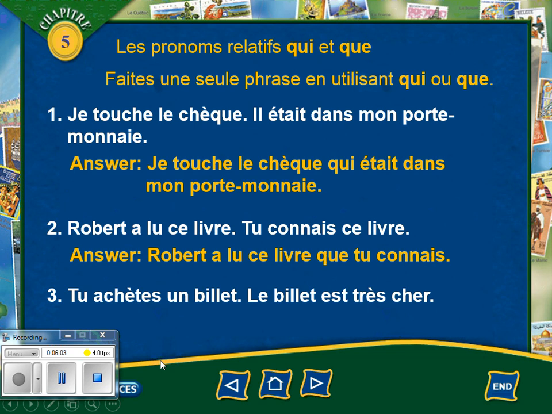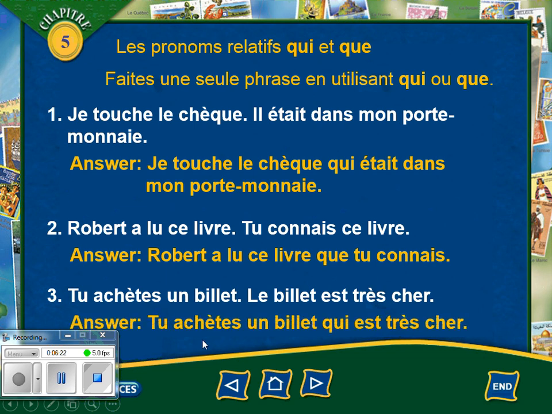Tu achètes un billet. You are buying a ticket. Le billet est très cher. The ticket is very expensive. Okay. So here I have un billet, and here I have le billet. I want to replace that second billet. I'm going to say you are buying a ticket that is very expensive. I'm going to use qui. Tu achètes un billet qui est très cher. You're buying a ticket that is very expensive. Go ahead and write those down.